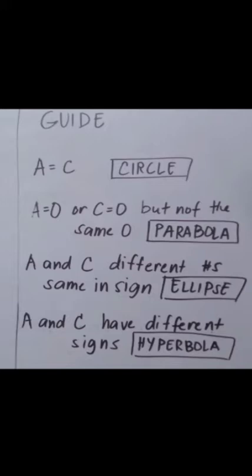Next, we have A is equal to 0. If A is equal to 0 or C is equal to 0 but not the same 0, then that equation forms a parabola. So meaning if our x squared does not exist or y squared but not the same 0, it forms a parabola. So let's see.